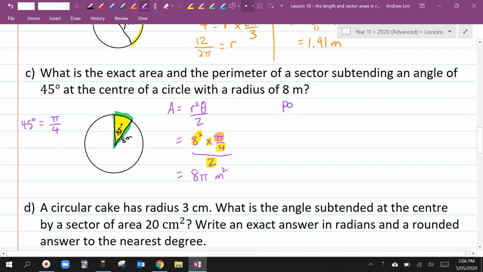And to find a perimeter, the perimeter is just the arc length, which we know is r theta, plus the 2 8s. 8 plus 8 is 16. So we have r, which is 8, theta is pi on 4, and then we're going to add 16. 8 divided by 4 is 2, so technically we have 2 pi plus 16 meters. Okay, 2 pi plus 16 meters, that's the perimeter.